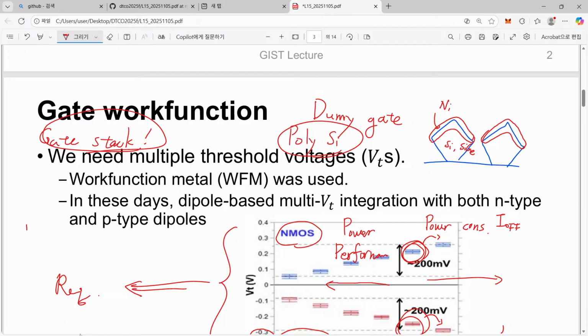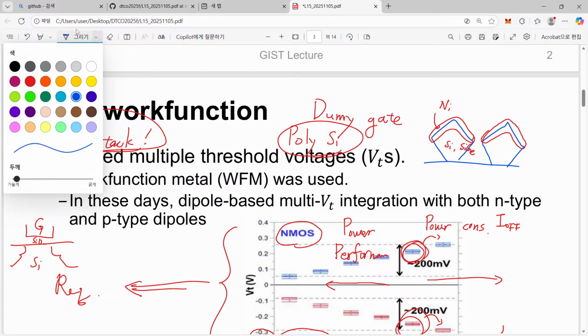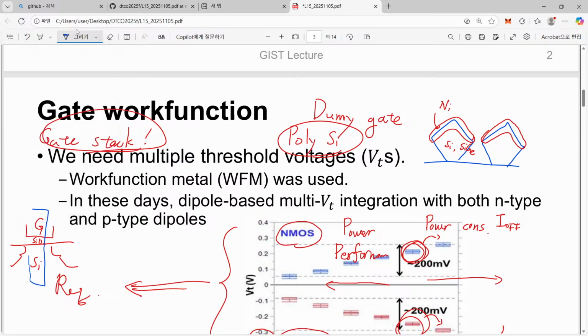Please remember that our MOSFETs can be schematically drawn in this way. Here we have a gate and silicon dioxide layer, and here we have a silicon substrate. And threshold voltage is the property of this vertical stack. That is nothing related to the source and drain. Here we have a gate, insulating layer and silicon substrate.